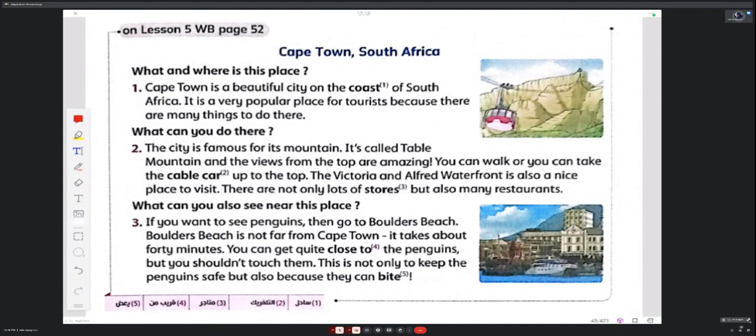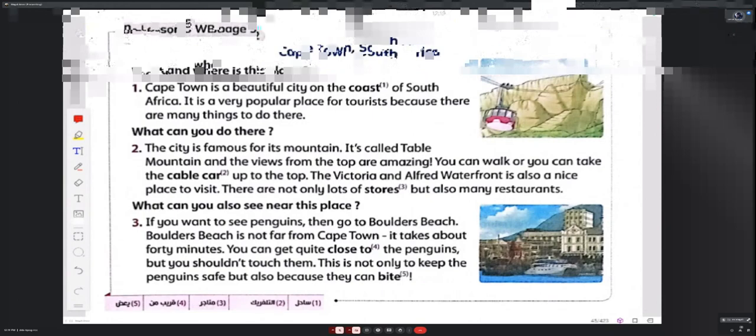What can you also see near this place? If you want to see penguins, then go to Boulders Beach. Boulders Beach is not far from Cape Town. It takes about 40 minutes. You can get quite close to the penguins, but you shouldn't touch them. It's not only to keep penguins safe, but also because they can bite.